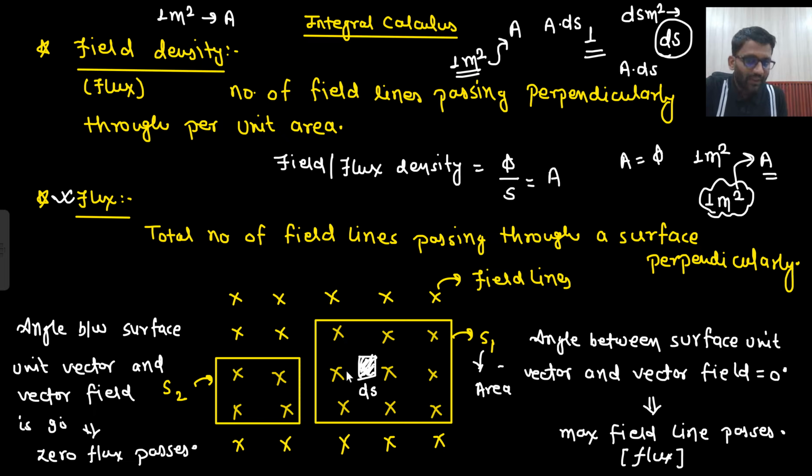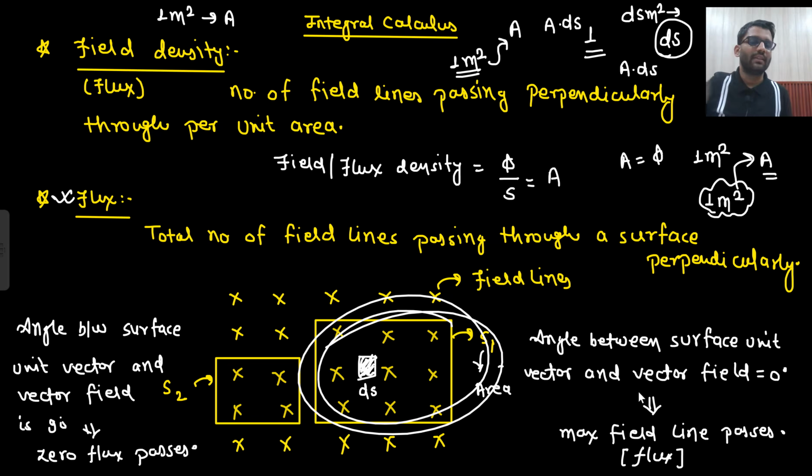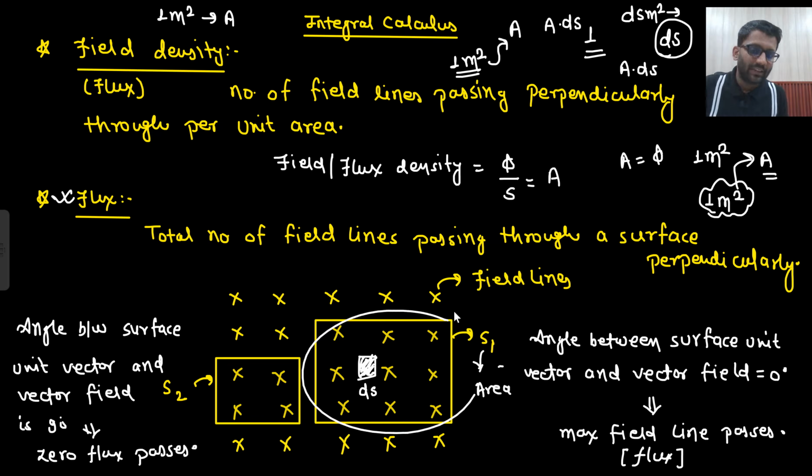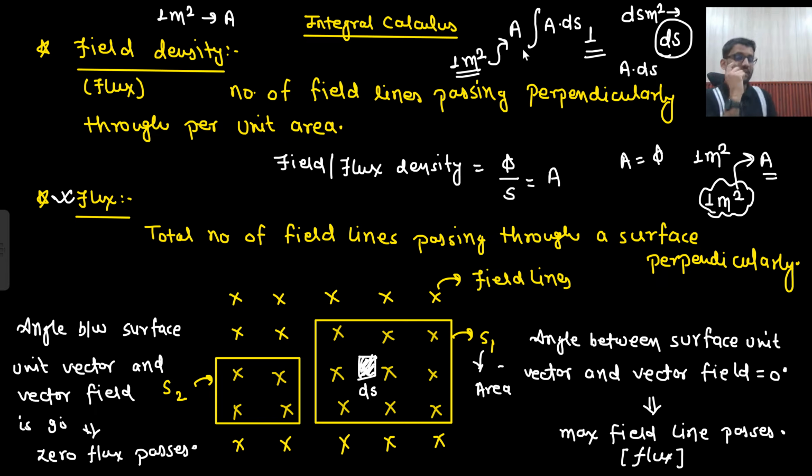Now ds was a small area. If I need to find how many field lines are passing through the complete surface area, then what do I do? I will integrate it. Say yes or no. So the formula becomes integration of A into ds. That will tell you the total flux. This is your total flux.